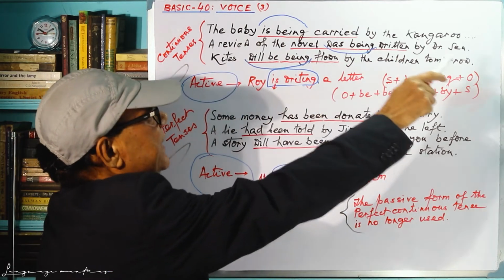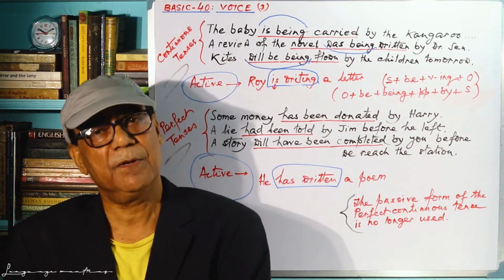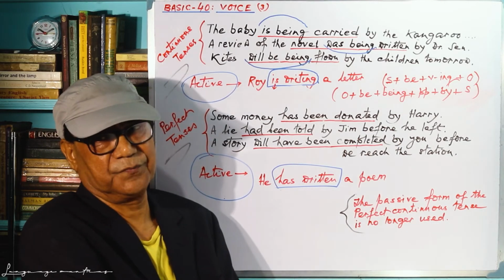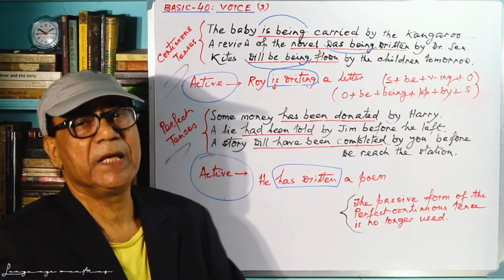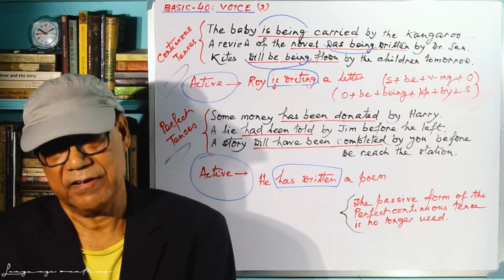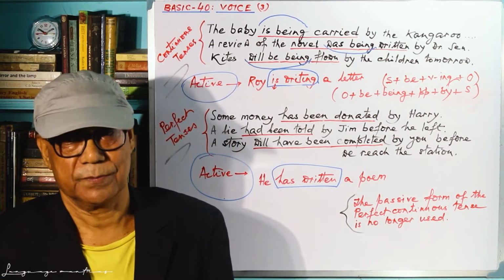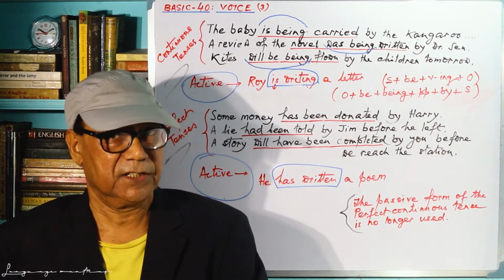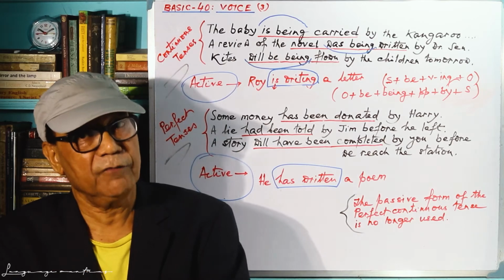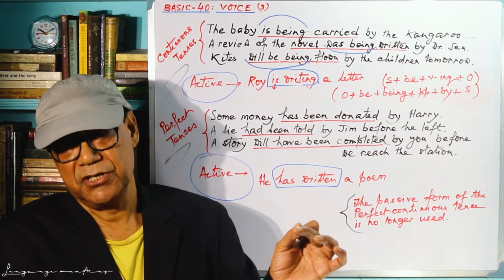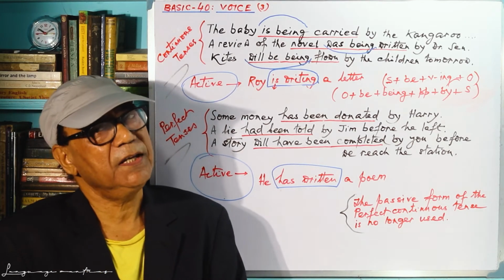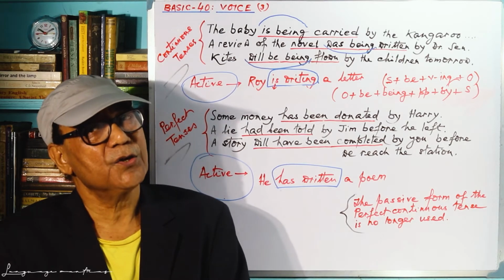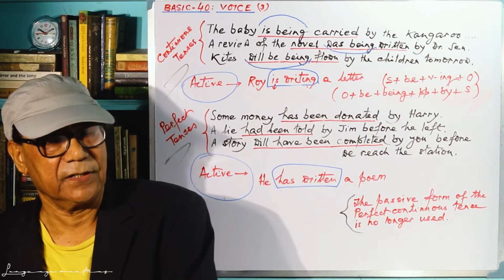The baby is being carried. That means the baby was being carried. And the baby will be being carried. This is so simple. And take this one: a review of the novel was being written. So a review of the novel is being written in the present tense, and in the future tense it will be a review of the novel will be being written.